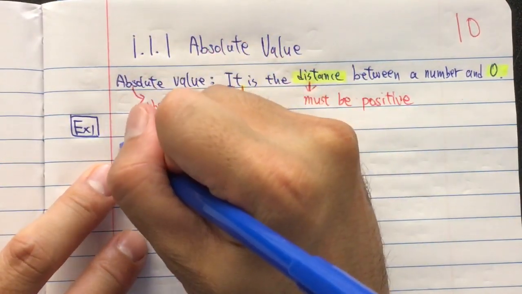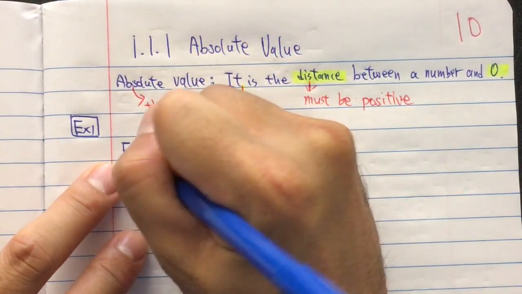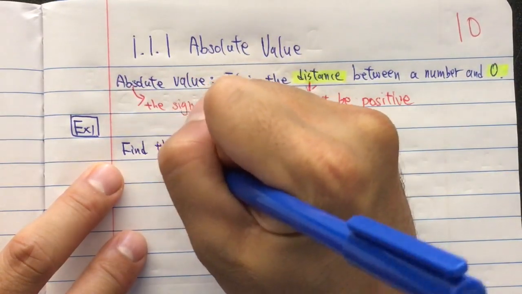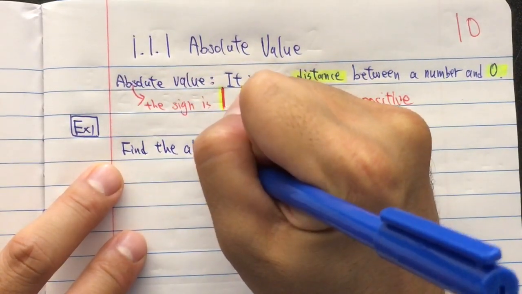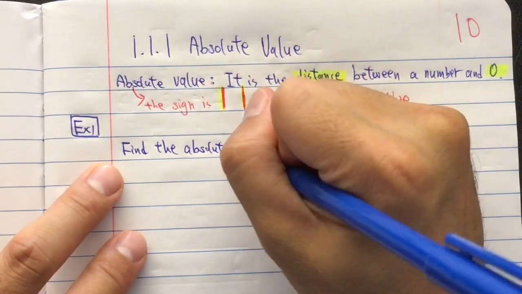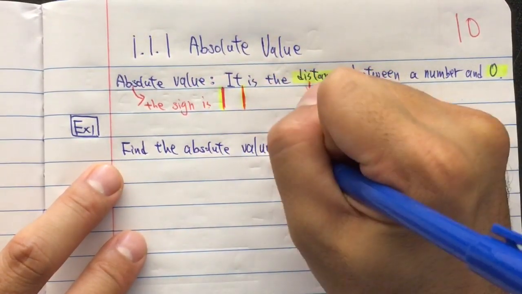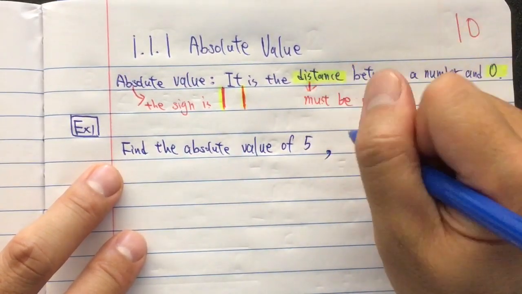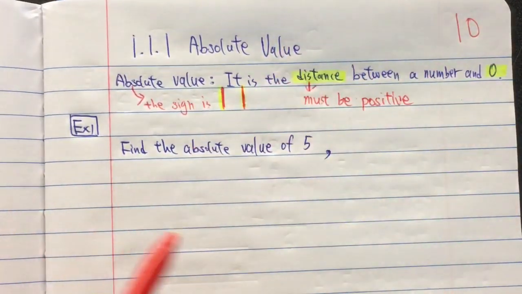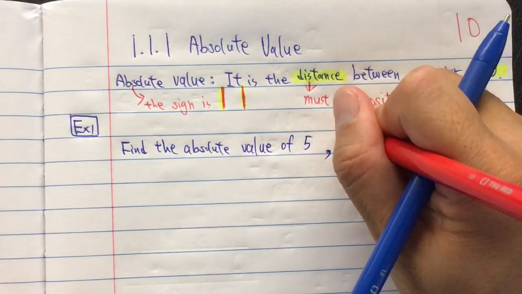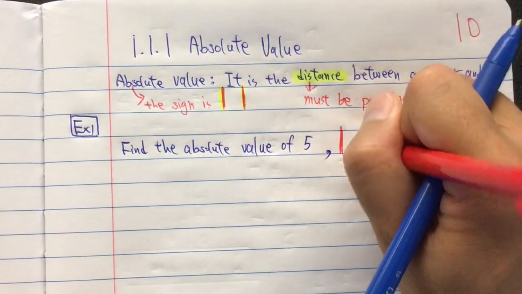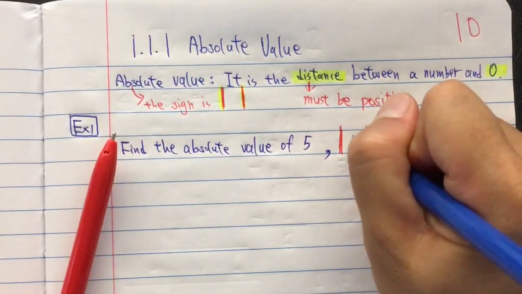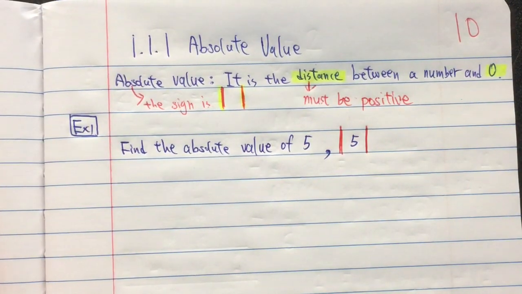Now let's see example one. Find the absolute value of 5. You will see this sign, and the number is between them. So what's the answer for the absolute value of 5?